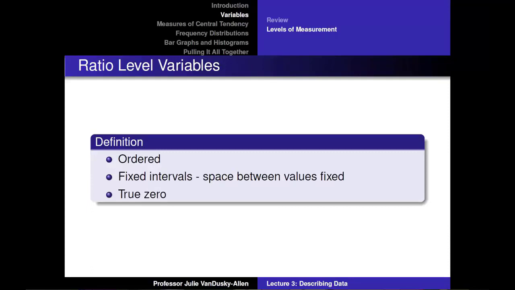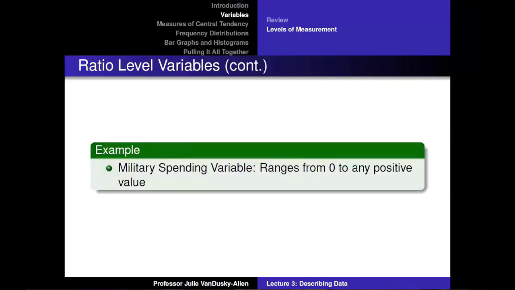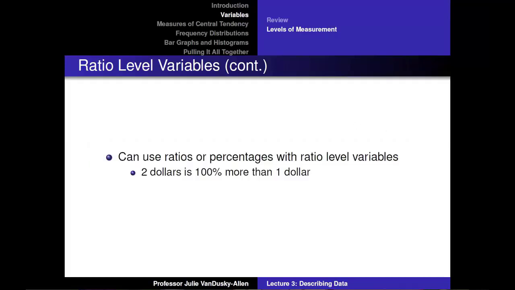Last, ratio level variables are ordered, the spaces between the categories are fixed, and ratio level variables have a true zero. Military spending is a ratio level variable. Military spending ranges from 0 to any positive value. And because there is a true zero, we can use ratios and percentages with the data. So for example, $2 of military spending is 100% more than $1 of military spending.